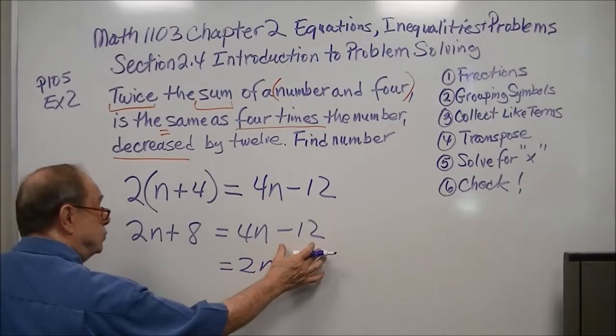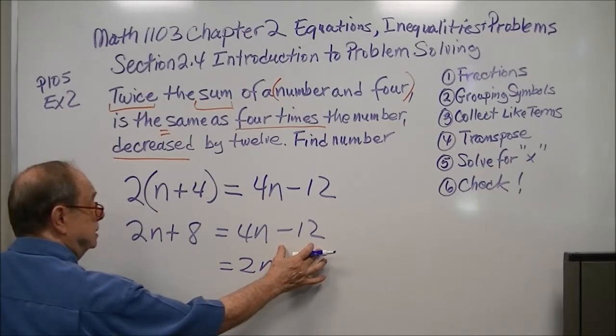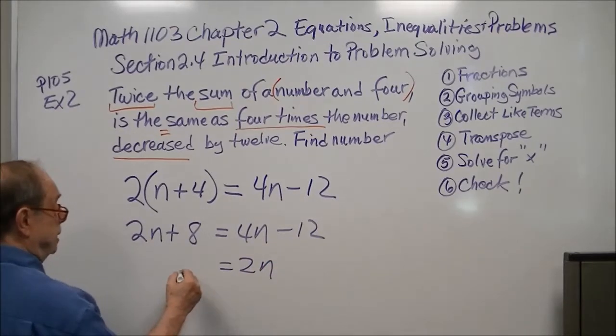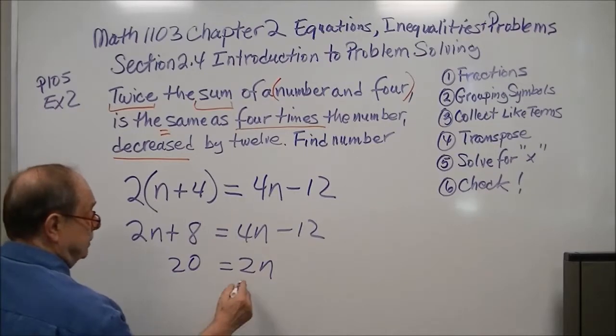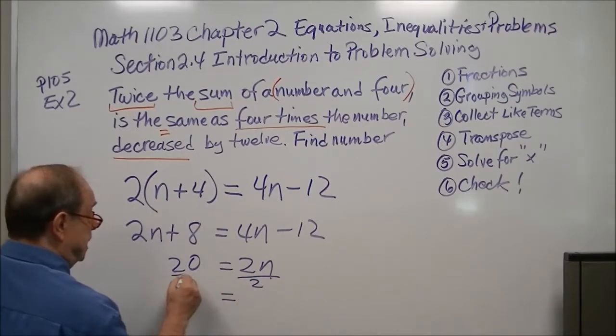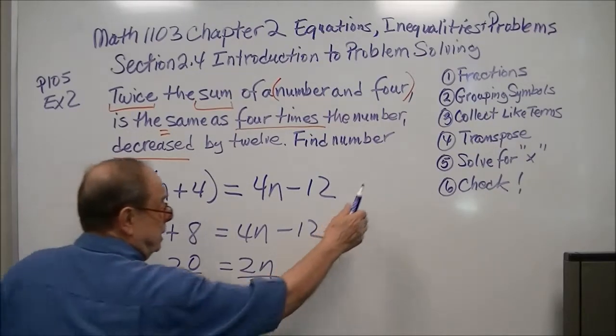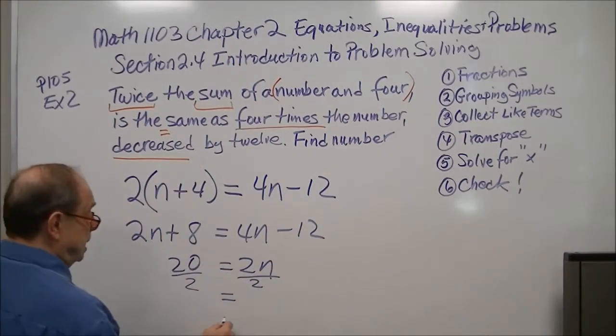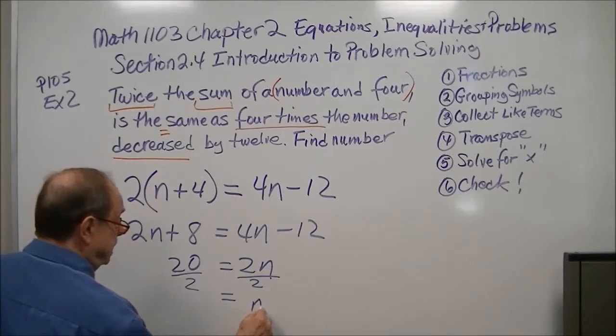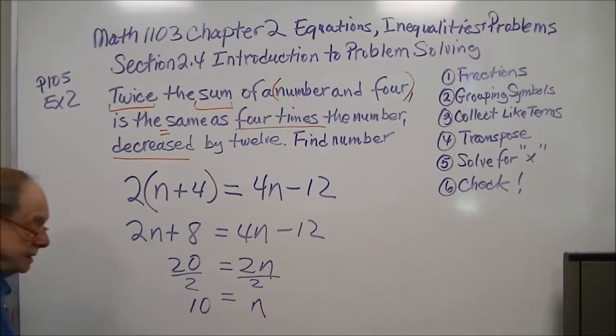I'm going to add 12 to both sides. That'll give me here a 20. And then I'm going to divide now both sides to isolate the numerical coefficient of n, and we get n = 10.